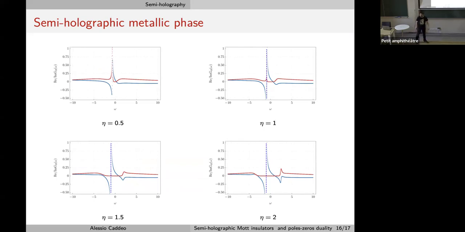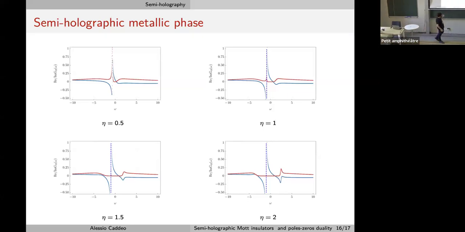Sorry, what's the peak close to the chemical potential? With these plots, we have a pole close to the chemical potential. Then it looks like you have a secondary peak. Yes, as one increases the value of eta, there is a spectral transfer to other peaks that we interpret as conduction and valence bands. So we refrain from calling it a normal metallic phase, and this is why we call it a semi-holographic metallic phase.